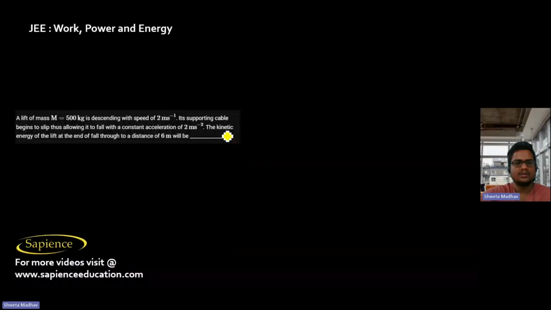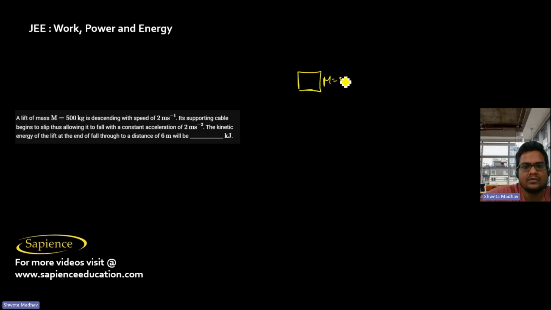So here it is told a lift of mass m equal to 500 kg is descending with a speed v of 2 meter per second. Its supporting cable begins to slip, thus allowing it to fall with a constant acceleration of 2 meter per second square.